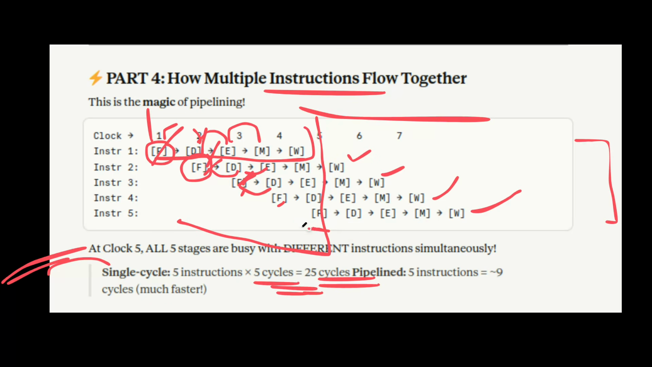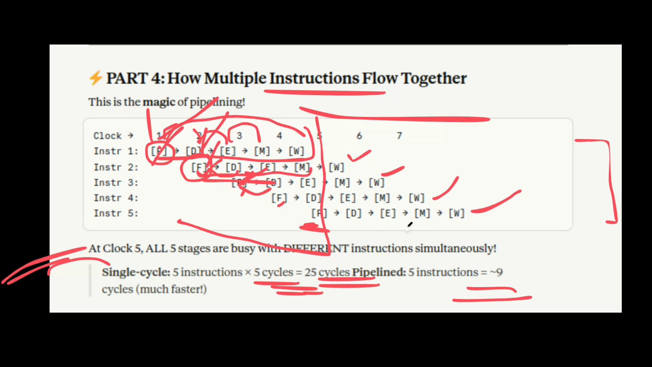Sorry, not within the 5 clock cycles. Within 5 clock cycles, for the first one this much happened, right? Then you have to understand that only 9 cycles are needed. So the first 5 clocks, the first cycle is this. In this cycle, this would occur like that.